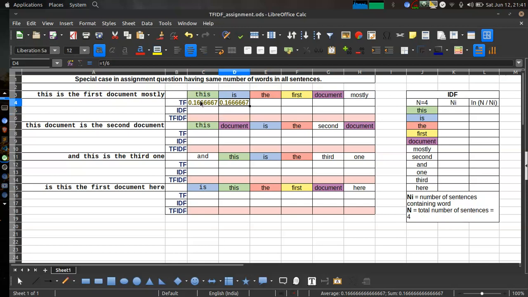Correct. So let me copy. See, even "the" is happening for one time. First is one time, one, one, one. So the TF would be 1 by 6 for all these things, right? All the words in the first sentence.